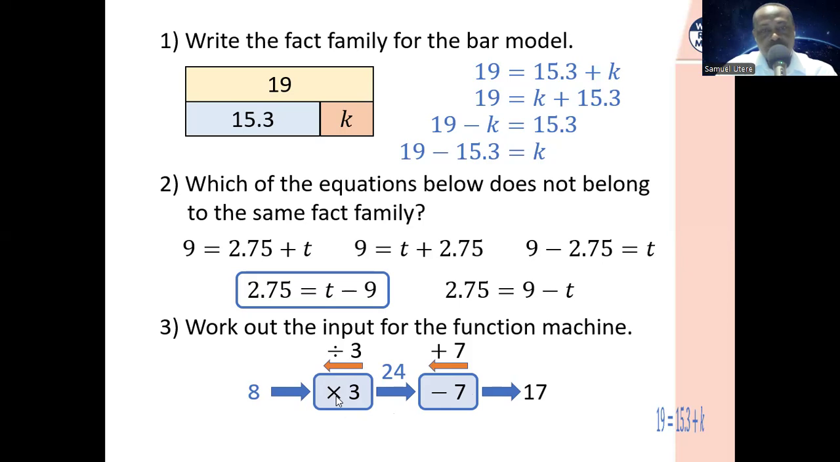And of course, don't forget, for a function machine, we're always working. You'll see most function machines showing that you're working from left to right. So your inverse operation will be from right to left.